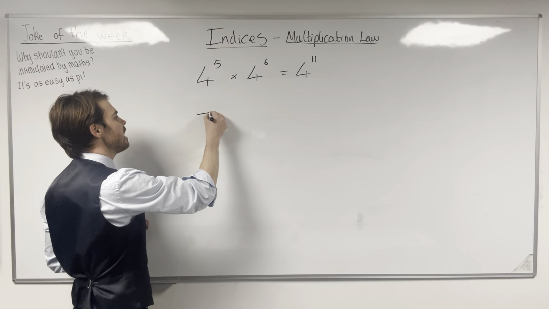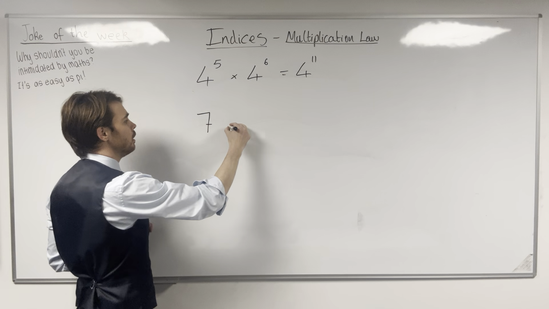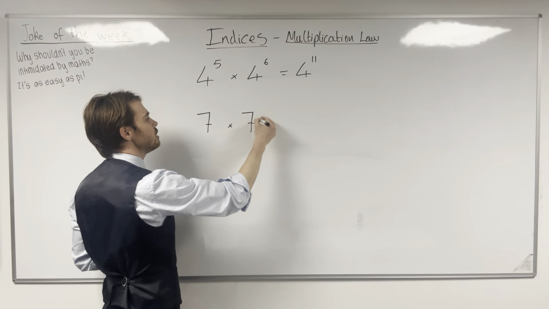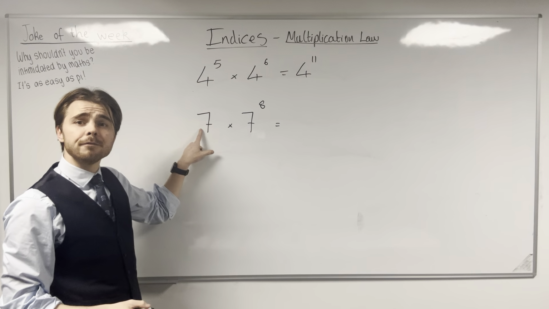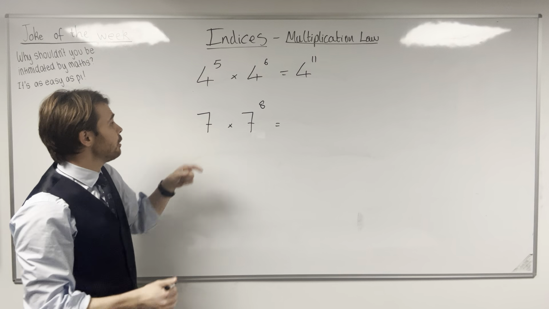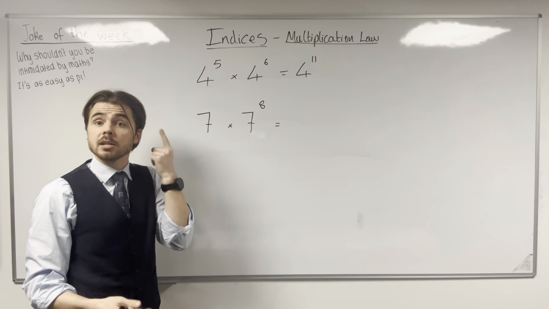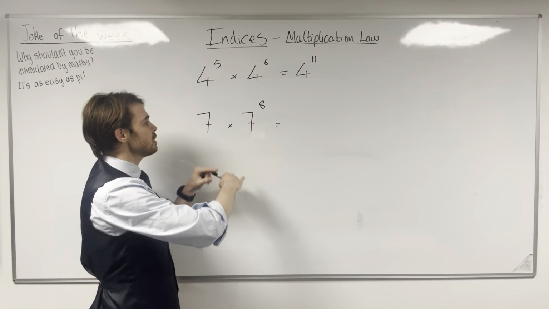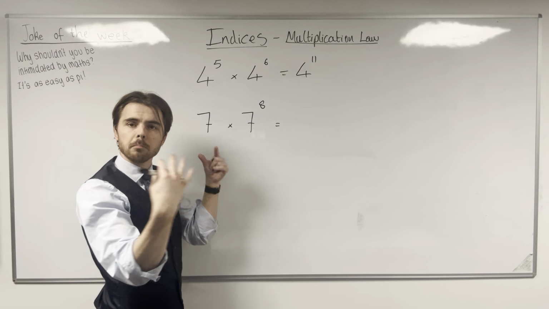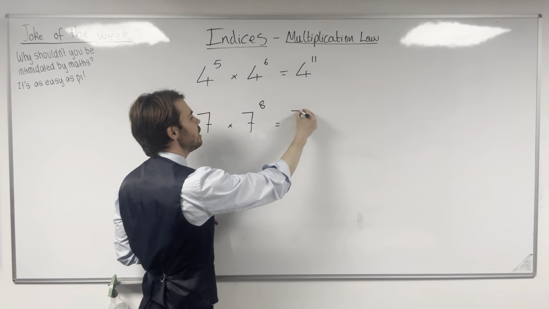Let's say I had 7 by itself, multiplied by 7 to the power of 8. Okay, so on this one, the invisible power, when you have a number by itself, is 1, because there's one of them. It's just a 7. And then there are 8 here. So what's the total amount of 7s that are being multiplied together? Well, it will be 9.